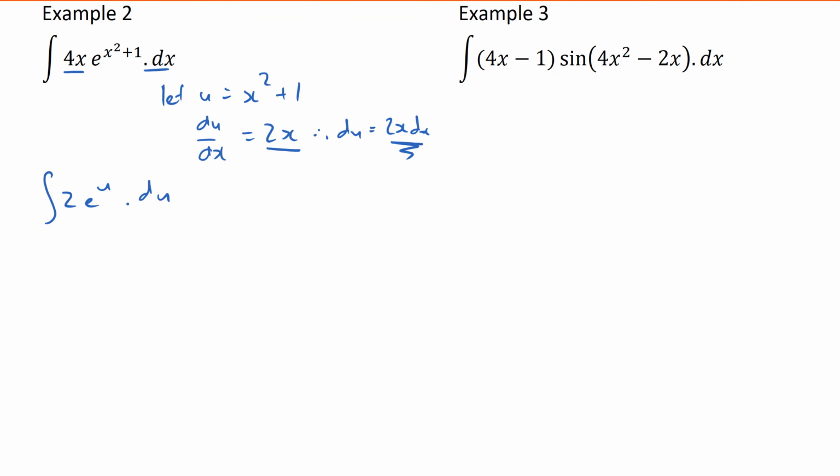So now when I integrate 2e^u with respect to u, what do I get? When you integrate e^u, you get e^u. Isn't that on your formula sheet? So then I get 2e^u, where u is x squared plus 1, plus c. I can always check my answer: 2 lots of e to the x squared plus 1 times the 2x. Oh yeah, there's my answer. Happy with that?